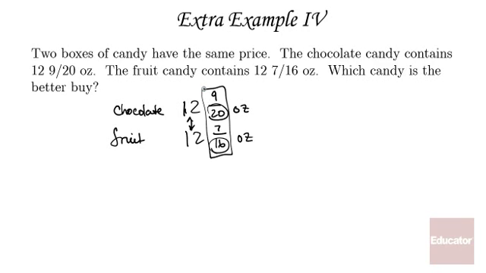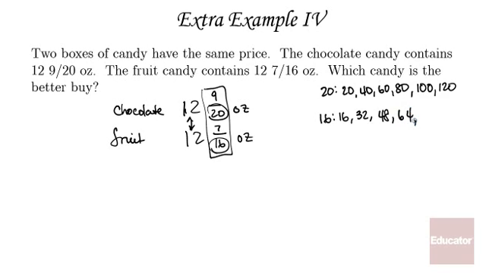Let's find their common denominator. Multiples of 20 are 20, 40, 60, 80, 100, 120. Let's try some of 16 and see if they've met up. 16, 32, 48, 64, and then 80. All right, so we have found our LCD, 80.